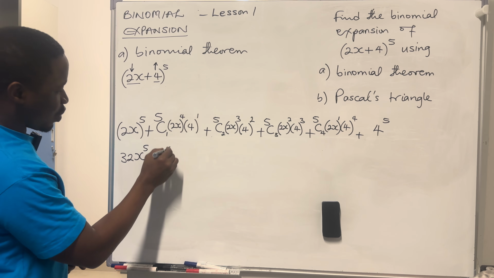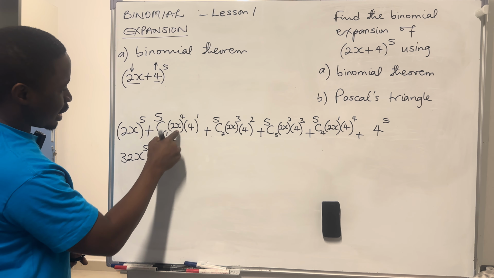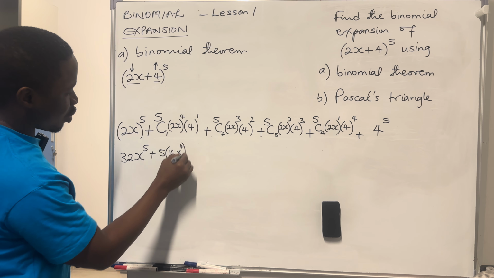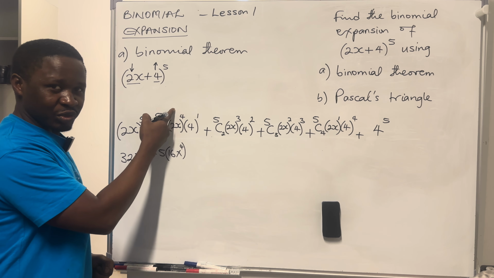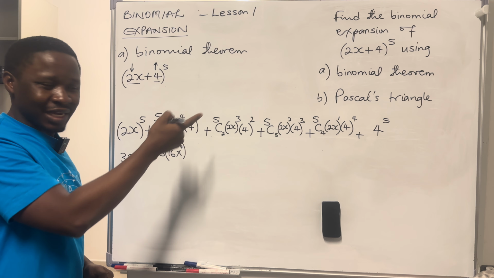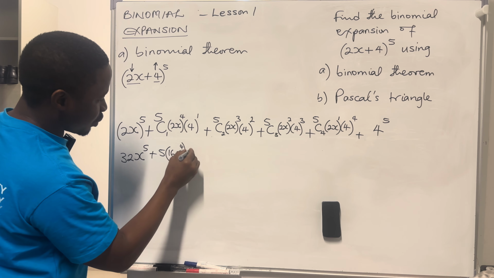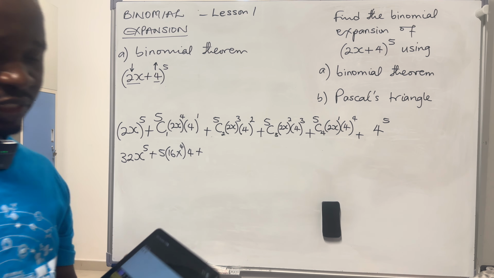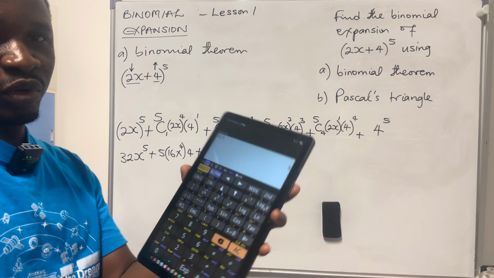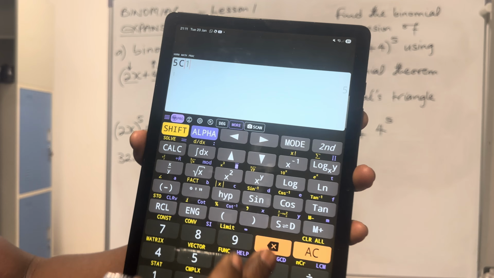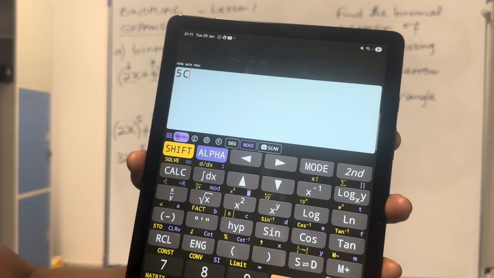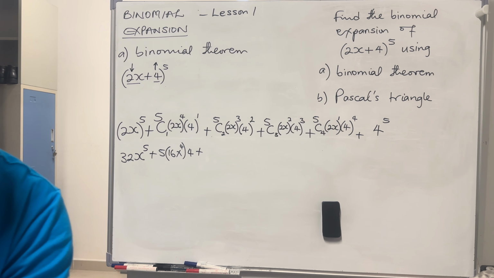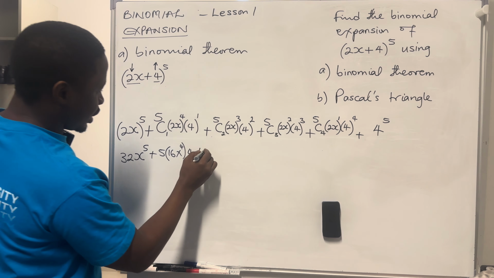2 to the power 4 is 16. Then we have x to the power 4. You have utilized the power 4. Do not write it outside again. 4 to the power 1 is 4. 5 combination 2. We go again. The template is already in your calculator. Just remove the 1 and write the 2. What do we get? We get 10. 5 combination 2 is 10.